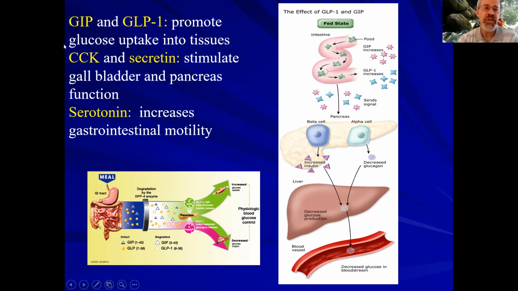So that's the function of these 2 hormones. If you're wondering what they stand for, this stands for glucagon-like peptide, and GIP, oh God, I can't remember. Anyway, next 2 hormones were CCK and secretin. And they're important for stimulating gallbladder and pancreatic function. And we'll take a look specifically as far as what they're doing.